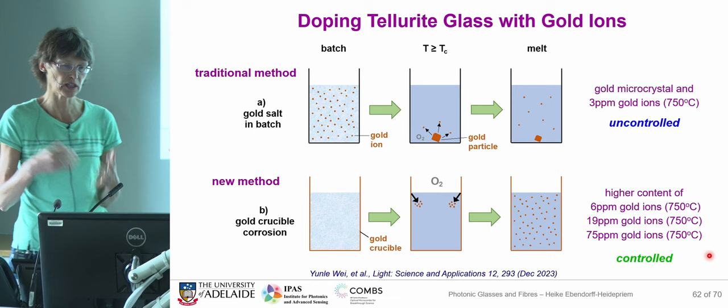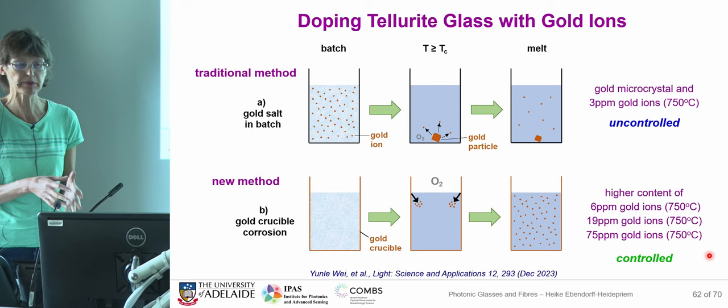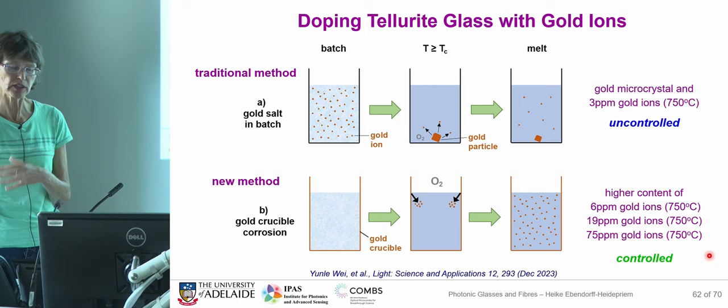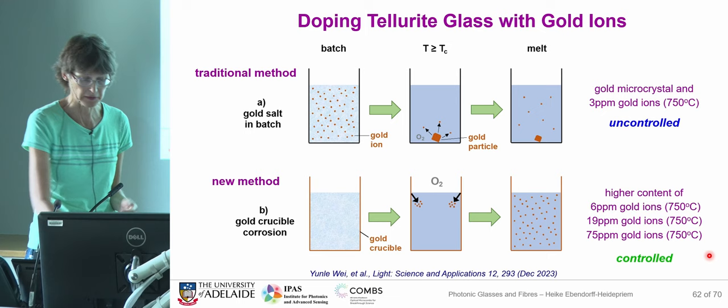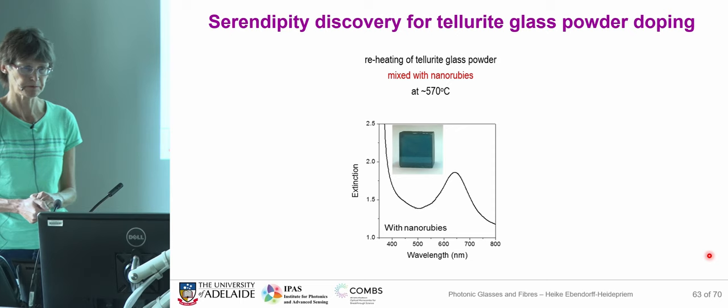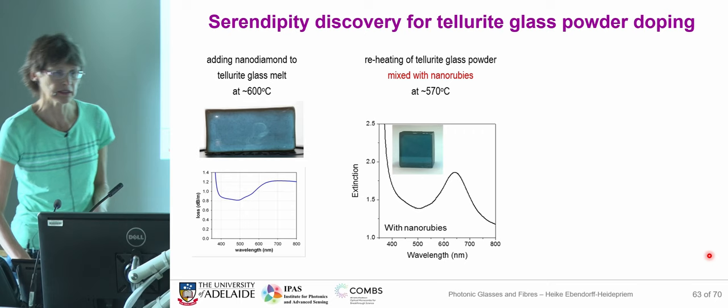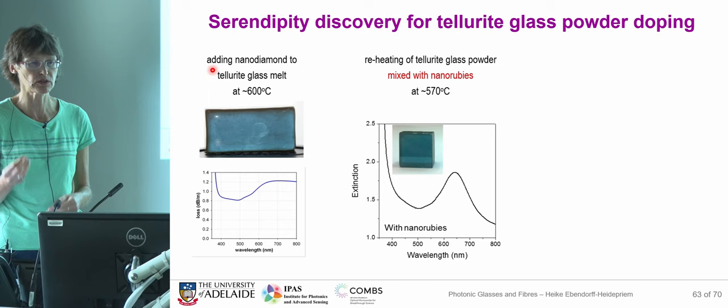And the second step is then turning the gold ions into gold nanoparticles. So again, we used the traditional way of using, for example, tin ions, but this didn't work because we formed metallic tellurium, which has a dark color. And so therefore we were looking for an alternative method. And so we knew from diamond that adding diamond to a telluride glass melt containing gold ions creates gold nanoparticles.